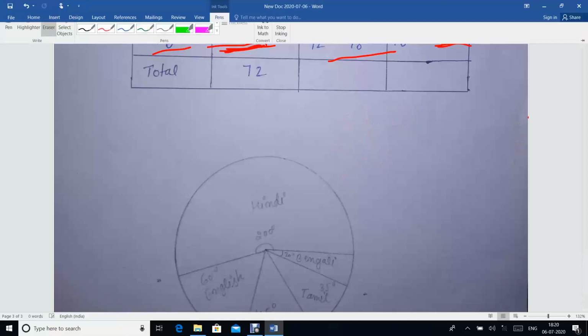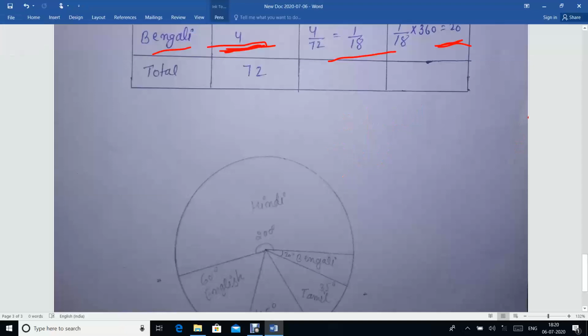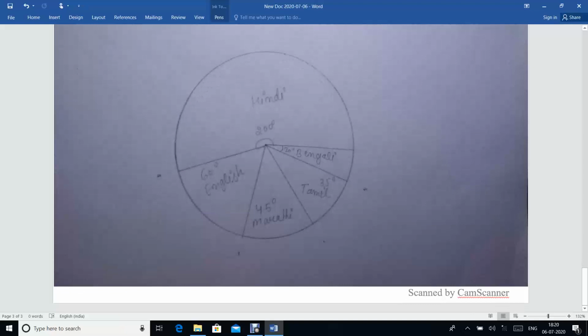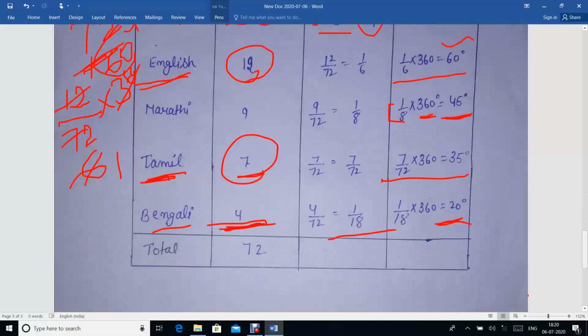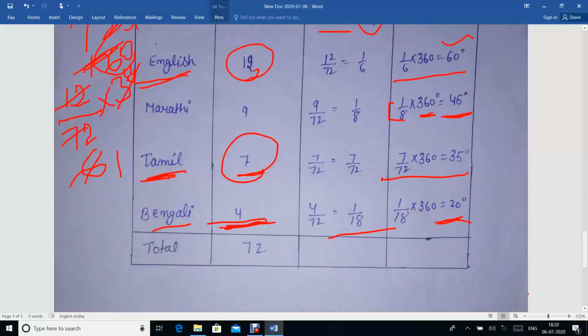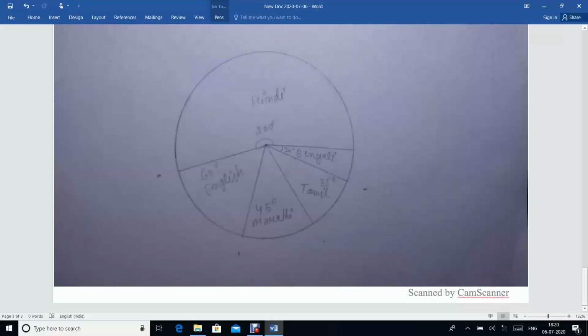Now see, as you can see, there are the central angles here. Central angles are 200, 60, 45, 35 and 20 degrees. So firstly we are going to draw the angle of 20 degrees for Bengali.